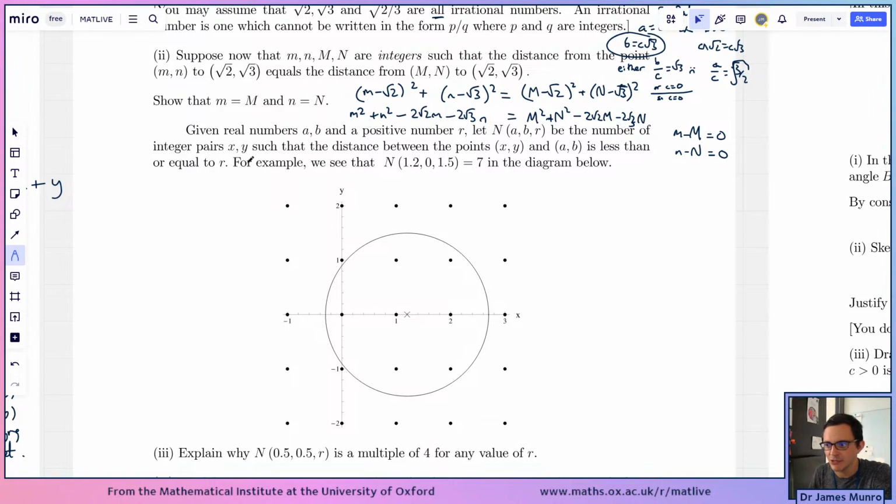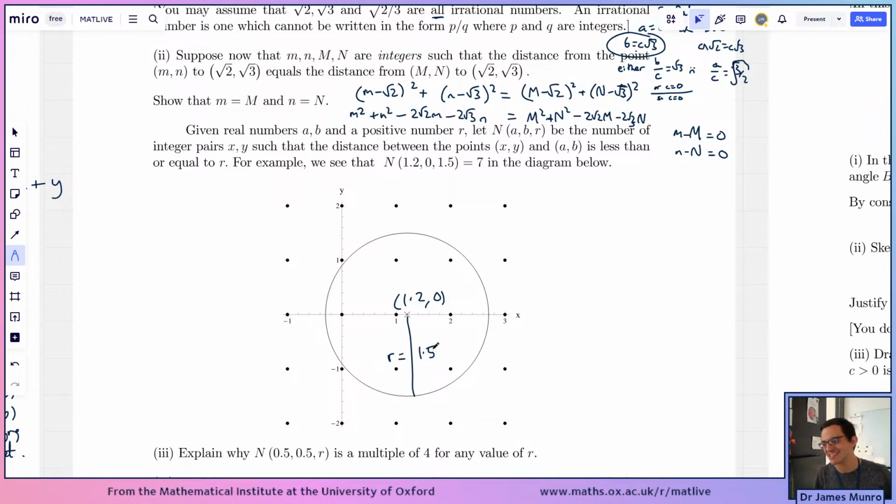Less than or equal to r. So capital N of a, b, and r means look at the point (a, b) and find me the points with integer coordinates such that the distance to (a, b) is less than or equal to r. So in the picture, N of 1.2, 0, so this is a center (1.2, 0), and r is 1.5. Doesn't look like 7, does it? Oh, sorry, 1.5 is the radius. There we go. This is why you draw a picture. r is 1.5. That's the circle.